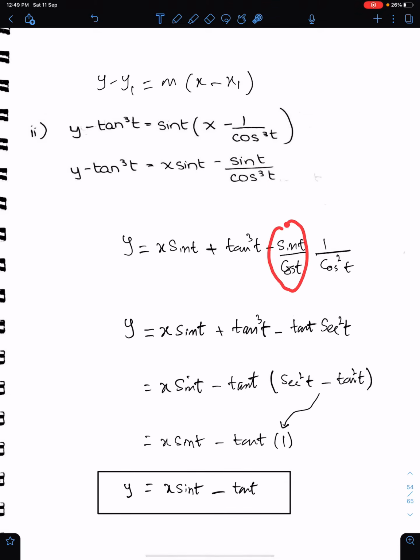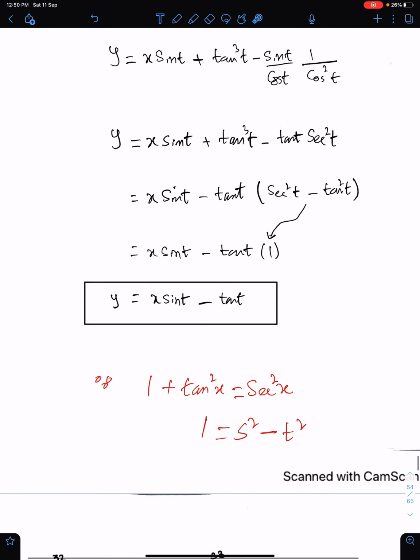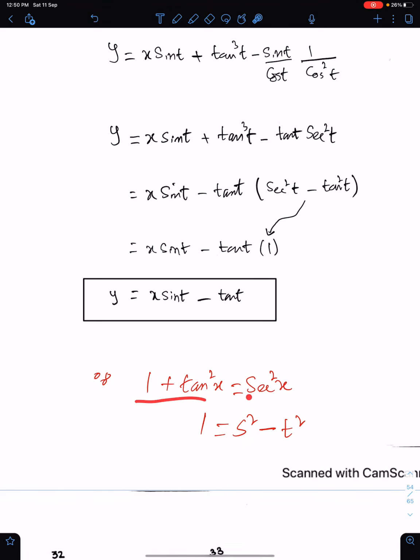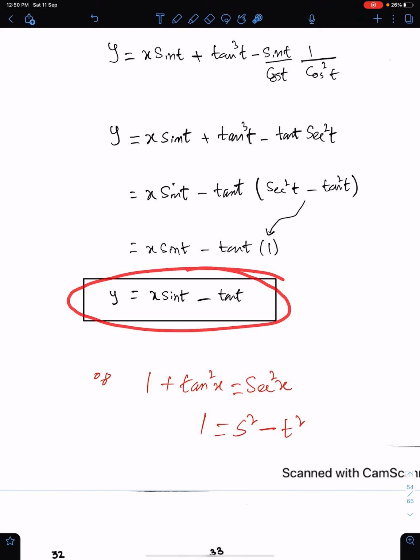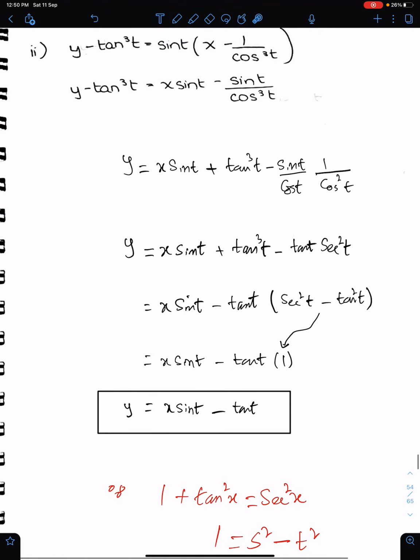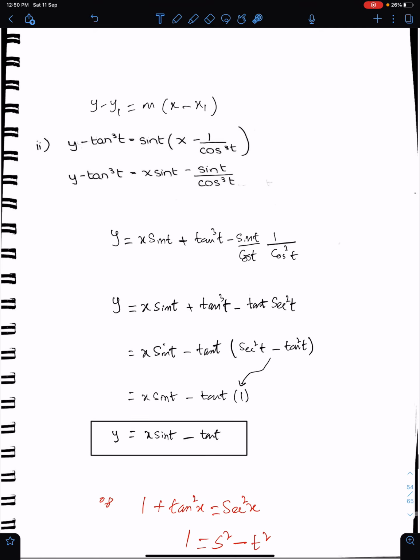Now this will become tan. Now you can take tan theta common from these two, like this. See, this is the identity. 1 plus tan square x is sec square x. Therefore, when you will bring this on right hand side, you will get sec square minus tan square, which should be 1. So replace this by 1 according to this identity. Hence shown. This question is very important, especially the second part, this part.